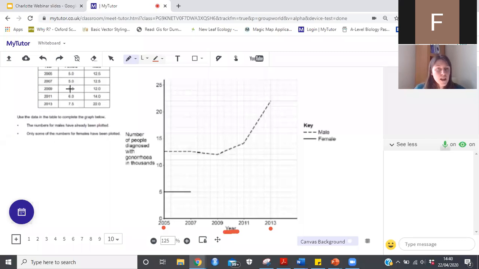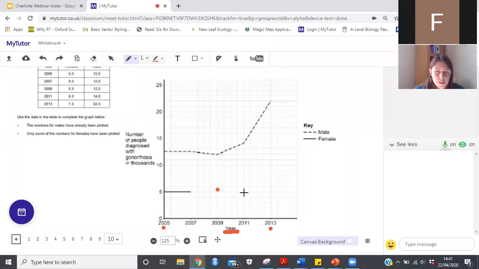Then we can see from our table that in 2009 that goes up to 5.5. So we find 2009, travel up the graph, look at our y-axis, and we can see that between 5 and 10 there are 5 lines. So 1 line for each number, so 5, 6, 7, 8, 9, 10. And we want 5.5, so we're going to plot this halfway between 5 and 6.